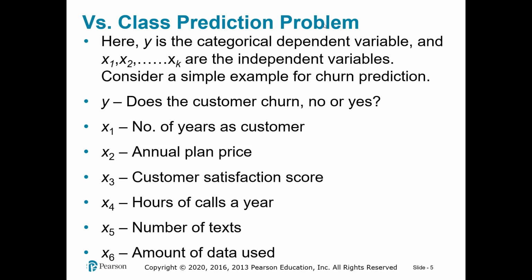And versus a class prediction problem. So this is the other type of problem. And as I said, it's a little bit more complicated than the book would say. There's a type of regression called logistic regression where you have a categorical predictor. But let's just call this regression versus class prediction. So here, y is the categorical dependent variable, and x1 to xk are independent variables. And what we're trying to do here is predict whether a customer churns.